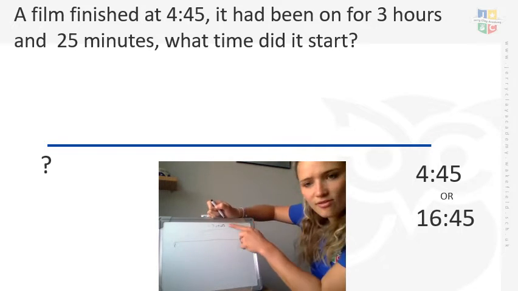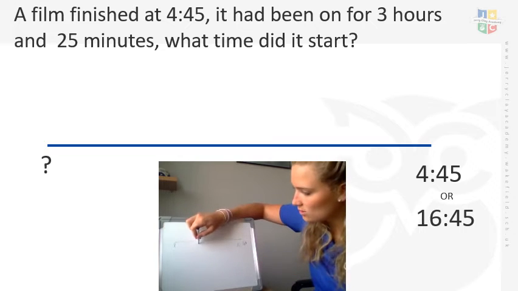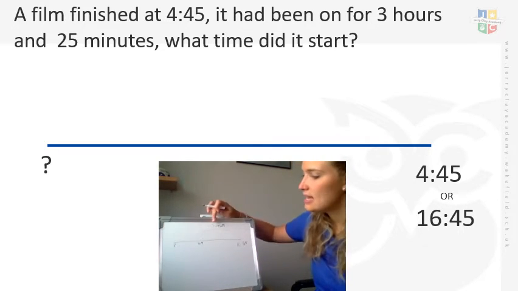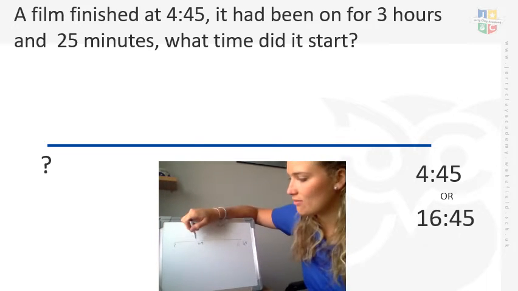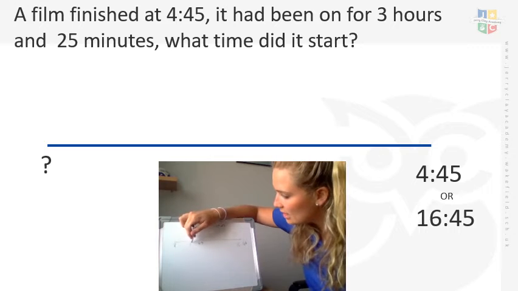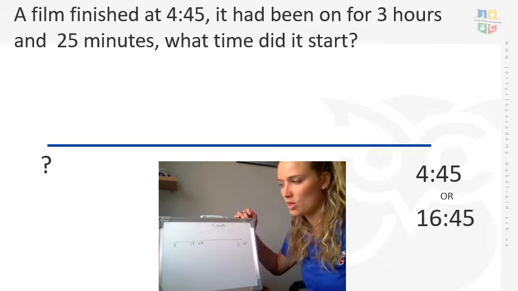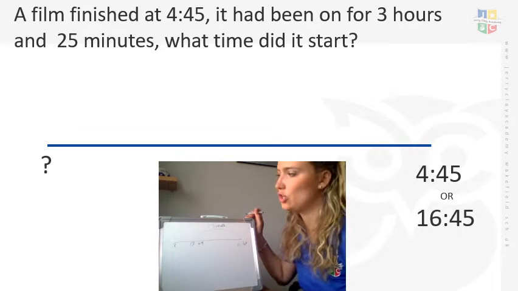So because I'm taking 3 whole hours, remember my minutes will not change. So that will be 45 minutes past. And my 3 hours from 16, take away 3: 16, 15, 14, 13. So I will take off 3 and it is 13:45 or 1:45.